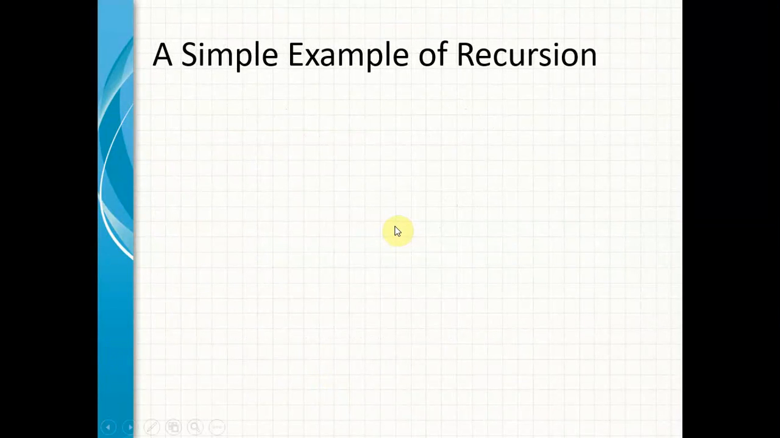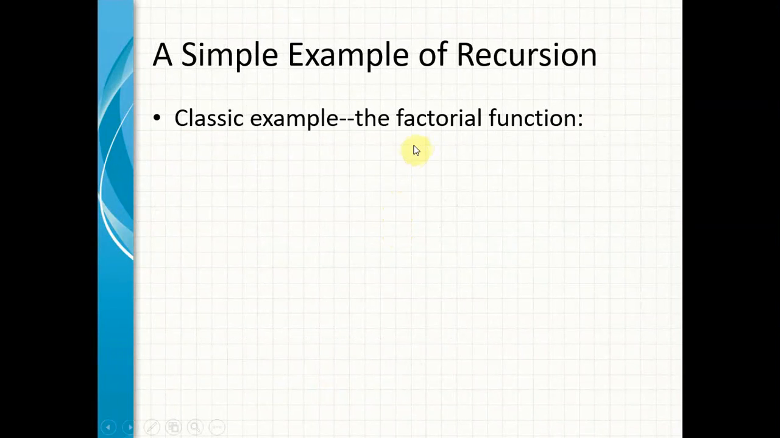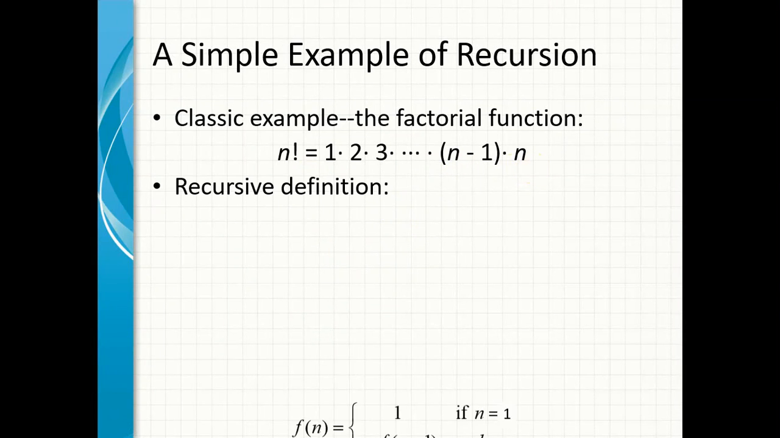So let's see a first simple example. It is the factorial function. Okay, n exclamation mark is equal to 1 times 2 times 3 times 4 up to n minus 1 up to n, where n is a positive integer.